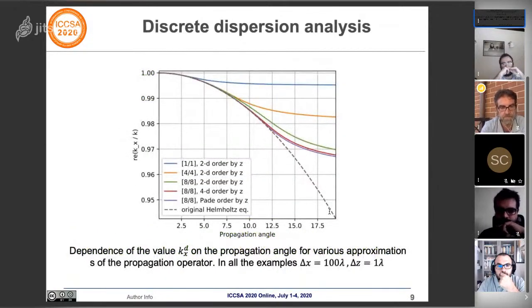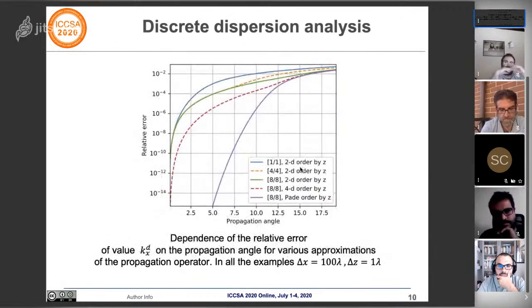This figure represents the dependence of the horizontal wave number on the propagation angle for various approximations. The dotted line means the original Helmholtz equation. One can easily see that the increased accuracy of the approximations leads to an increased maximum propagation angle that can be handled by the approximation. The same picture with relative errors.